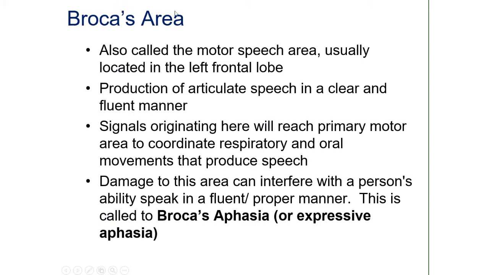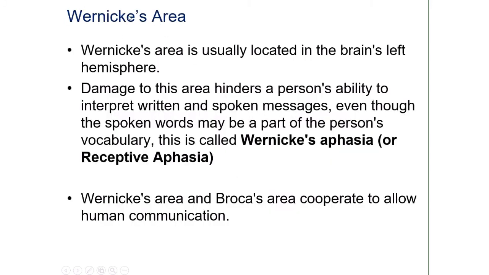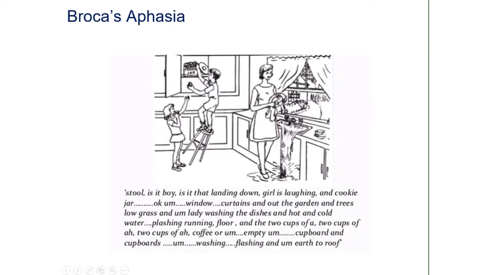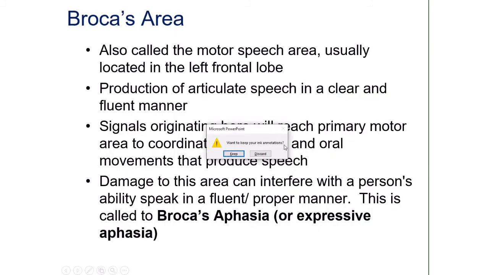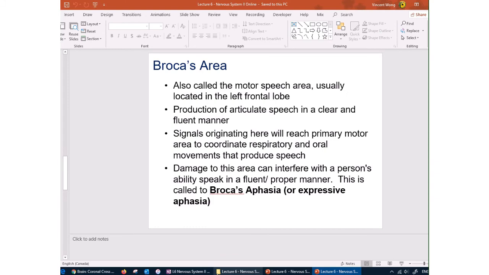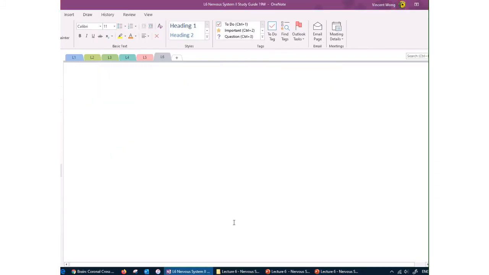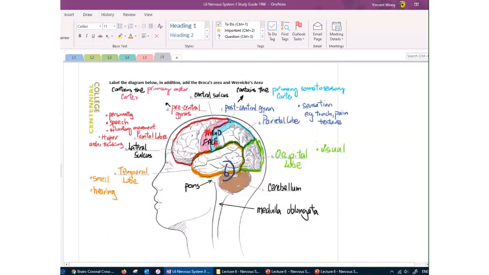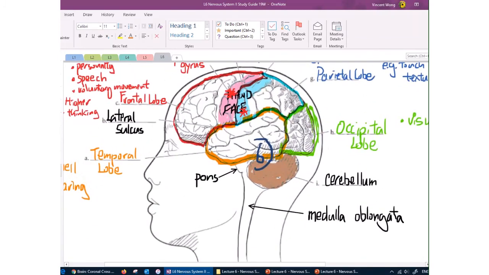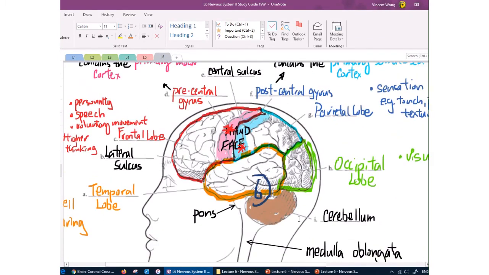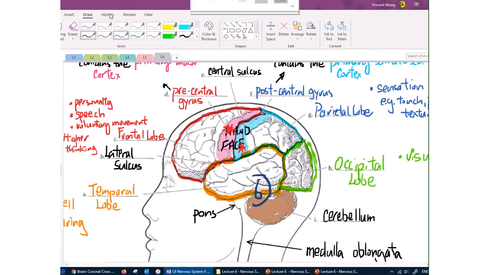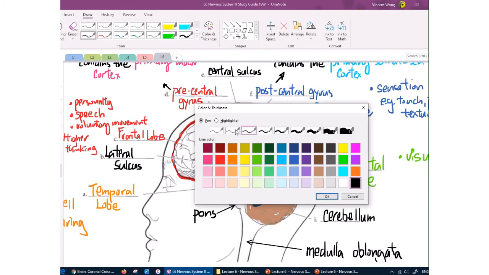So there is something called the Broca's area, and then there is something called the Wernicke's area. Let's label these first in the diagram before we talk more about it. Let's go back to this particular diagram. Okay, so this is the lateral view of the brain, of the left brain, and we are going to add a new area to it.